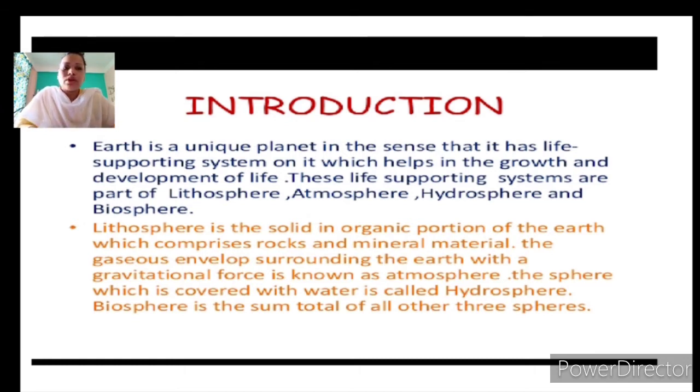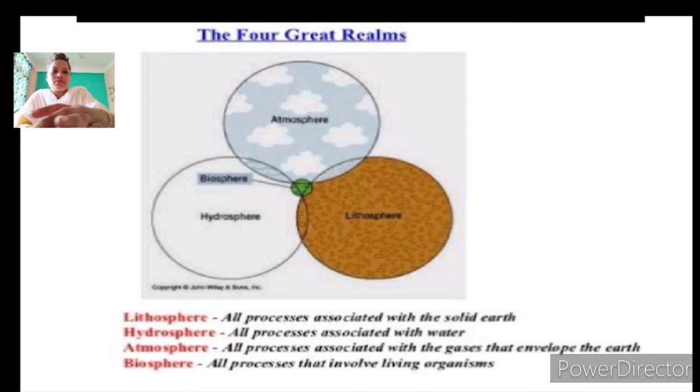So biosphere is a sum total of all these three spheres. So when these three spheres meet together and a particular zone is formed, it is known as biosphere. So these are four great realms that we have studied now: atmosphere, lithosphere, hydrosphere, and biosphere. So we can also learn about some Greek words of these topics. Like lithosphere has come from the word lithos, which means stone. Atmosphere has come from the word atmos, which means air. Okay, and hydrosphere has come from the word hudor, which means water.